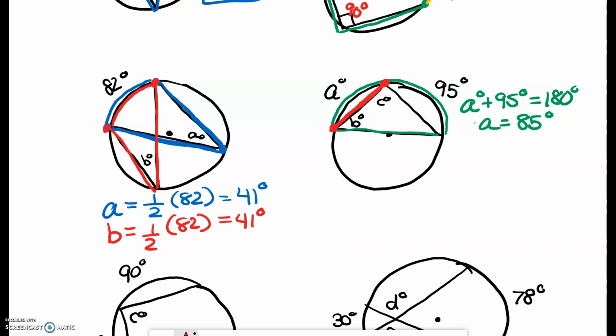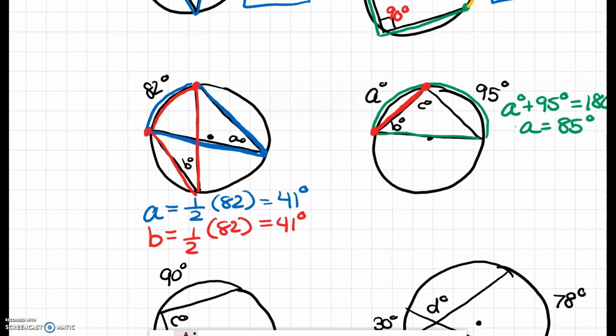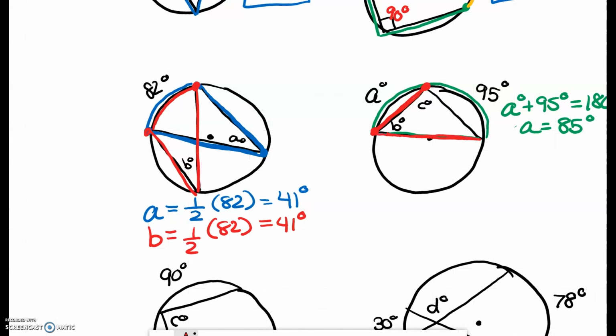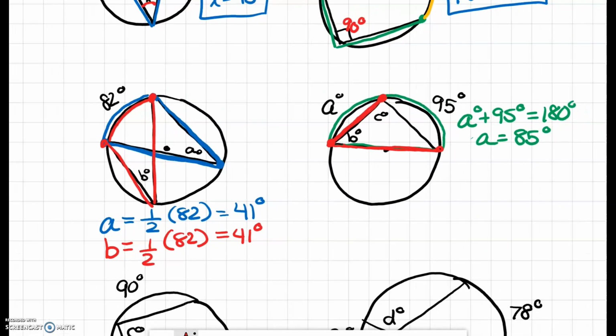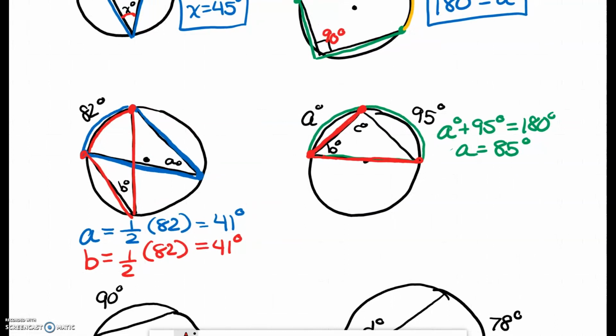Well, now let's go ahead and trace angle B. It hits my circle here in these two spots. So the endpoints of my angle on the circle is that arc. So B is going to be half of 95 degrees. Half of 90 is 45, half of 5 is 2.5. So B is going to be 47.5 degrees.